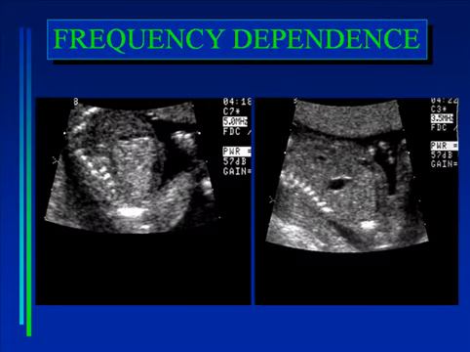Here is an example of increased echogenicity of the bowel that is dependent on transducer frequency. At a frequency of 5 megahertz, you can see the bowel is quite echogenic appearing. Decrease the imaging frequency to 3.5 megahertz, and the bowel looks perfectly normal. This is important if you're doing endovaginal ultrasound and think you're seeing echogenic bowel, because you're using a relatively high frequency imaging to do endovaginal ultrasound.